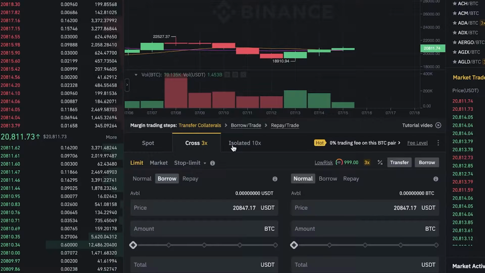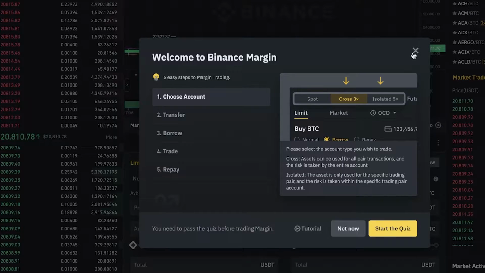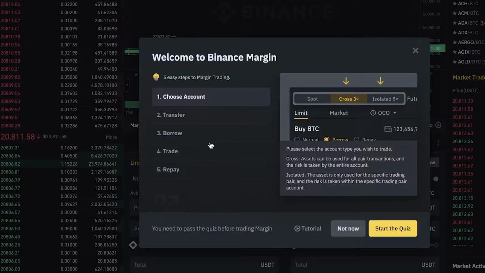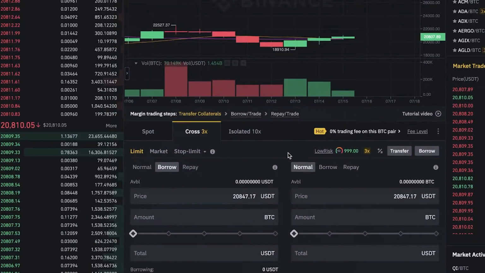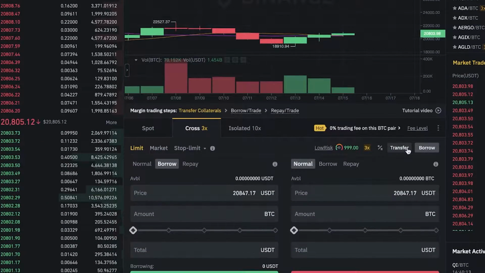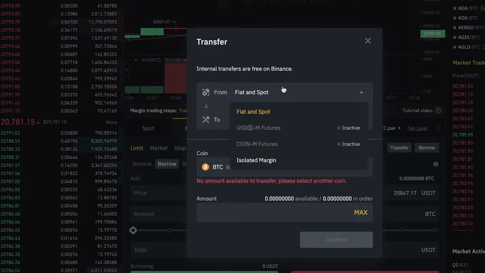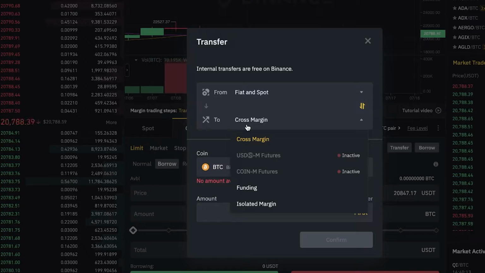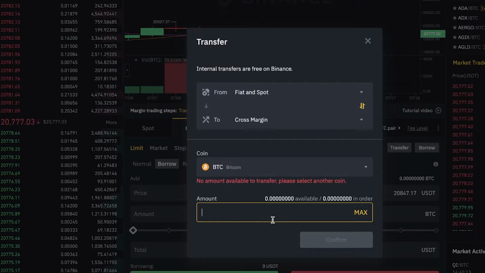Isolated 10x gives you the potential to get more leverage with more growth. You're going to have a lot more margin to deal with, but cross 3x is also another option. So first off, you're going to click on transfer over here on your top right, and you're going to use your spot account and transfer it to your margin account. So whatever is the coin or amount, you're going to transfer it over here.